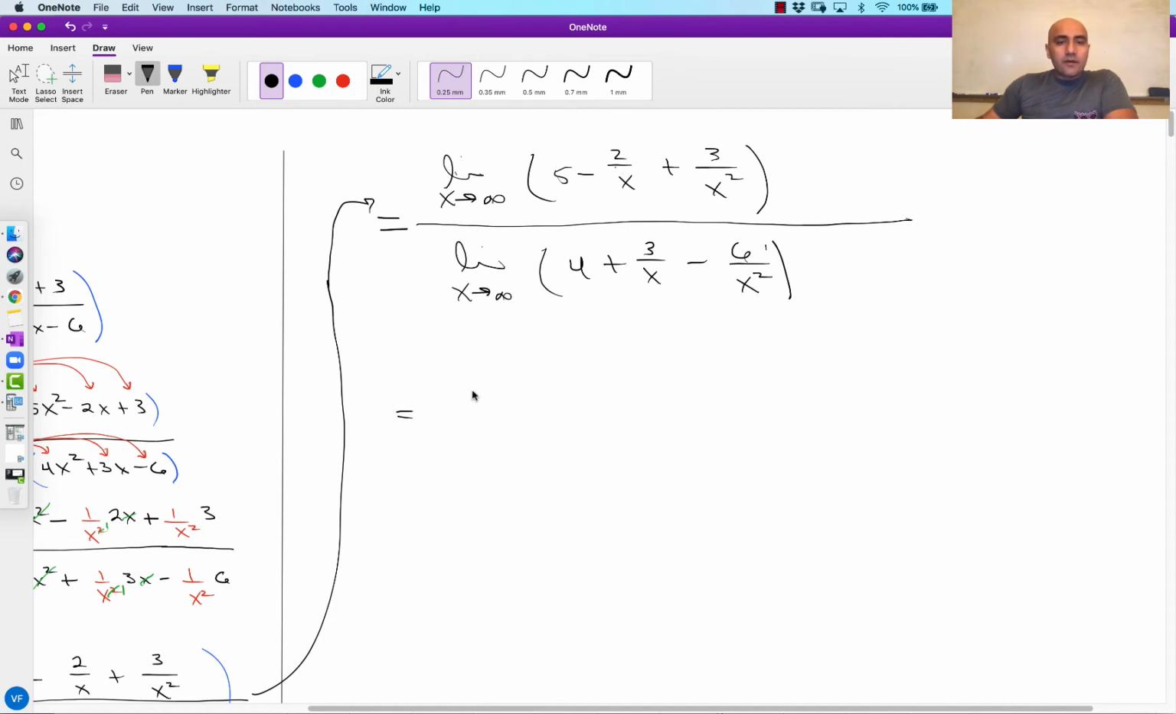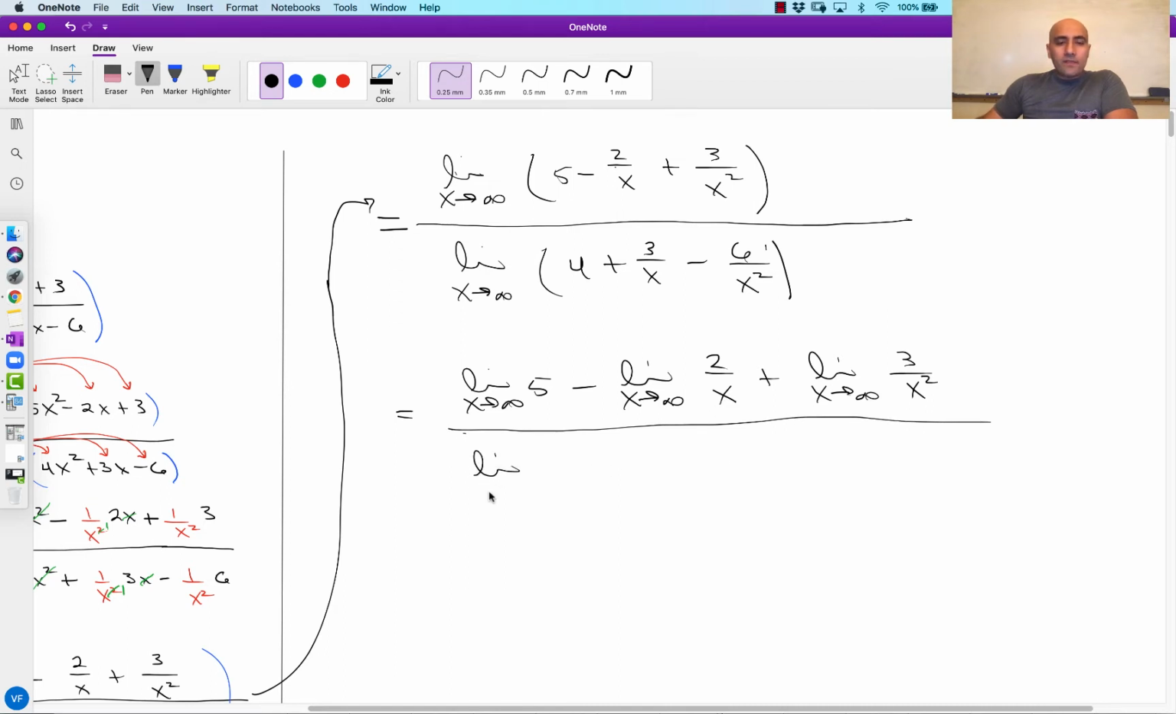So this numerator becomes the limit as x approaches infinity of 5, minus the limit as x approaches infinity of 2 over x, plus the limit as x approaches infinity of 3 over x squared, divided by the limit as x approaches infinity of 4, plus the limit as x approaches infinity of 3 over x, minus the limit as x approaches infinity of 6 over x squared. Okay, so we know that the limit as x approaches infinity of a constant is equal to that constant.